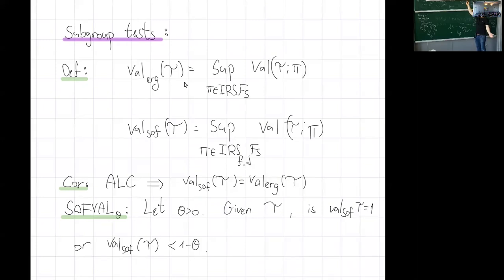So which should I choose? You can choose both, but we chose the second one, just because the finite thing is very similar to finite dimensional quantum strategies, and we will see in a moment the relation. So my decision problem, I call it soft val theta. For every theta, you can define this decision problem: given a subgroup test, is it Sophic value 1 or is it Sophic value strictly smaller than 1 minus theta?